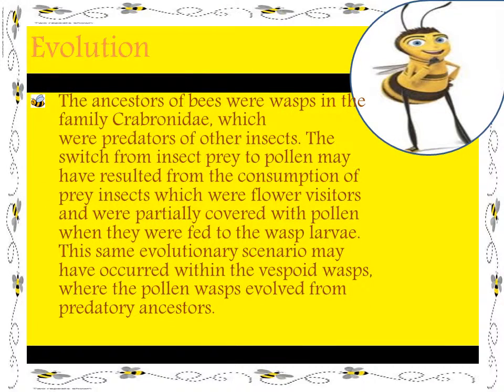Evolution. The ancestors of bees were wasps in the family Crabronidae, which were predators of other insects. The switch from insect prey to pollen may have resulted from the consumption of prey insects which were flower visitors and were partially covered with pollen when they were fed to the wasp larvae. This same evolutionary scenario may have occurred within the Vespoid wasps, where the pollen wasps evolved from predatory ancestors.